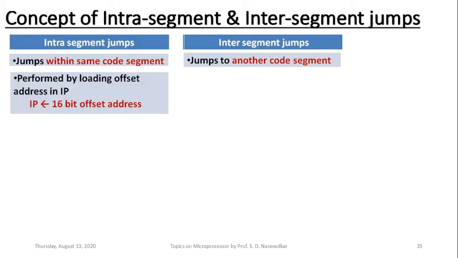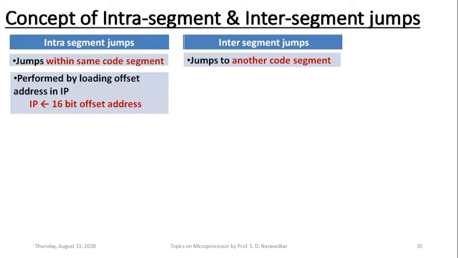Then the second point here: in case of intra-segment jump, as it is a jump within that same code segment, it is performed just by loading the offset address into the instruction pointer register. So you can observe that the 16-bit offset address of that corresponding jump location will be loaded to the instruction pointer, and subsequently the processor branches to that non-sequential offset address within that same code segment. You can observe that the contents of the code segment register are not changed at all because it is a jump within that same code segment.